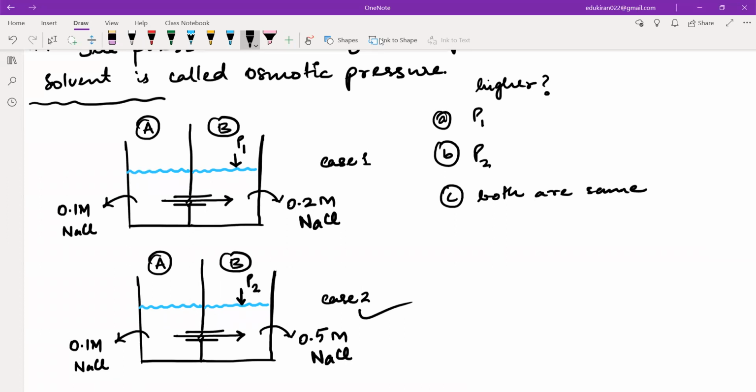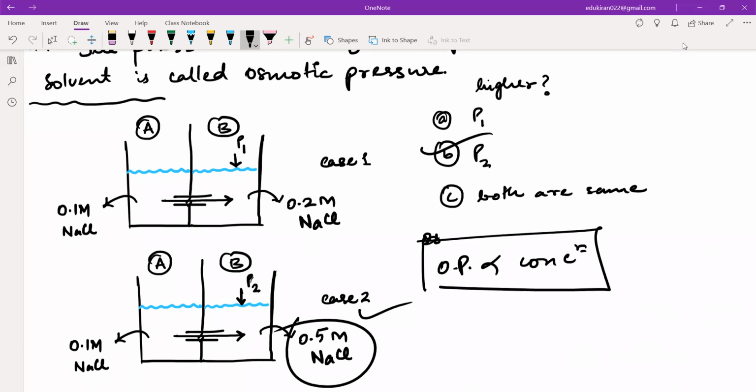Yes, Nawal. Okay. Now please listen very carefully. Since we have seen that P2 is higher, one thing that I also saw was the concentration is also higher. And the P2 is higher and the concentration is also higher. That means I can say that osmotic pressure is directly proportional to the concentration. Is this clear? Yes or no? Please tell me, guys.